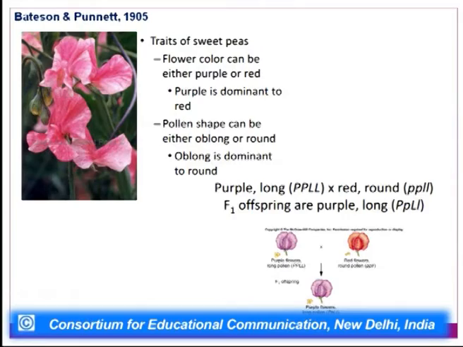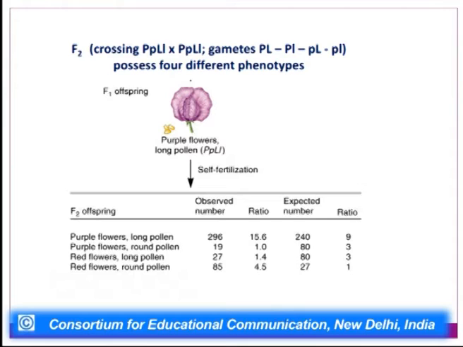So the F1 offspring were all purple flower color and long pollen shape. When it was self-crossed, the capital P, small p, capital L, small l, the gametes produced would be capital P capital L, capital P small l, small p capital L, and small p small l. And it will possess four different phenotypes.